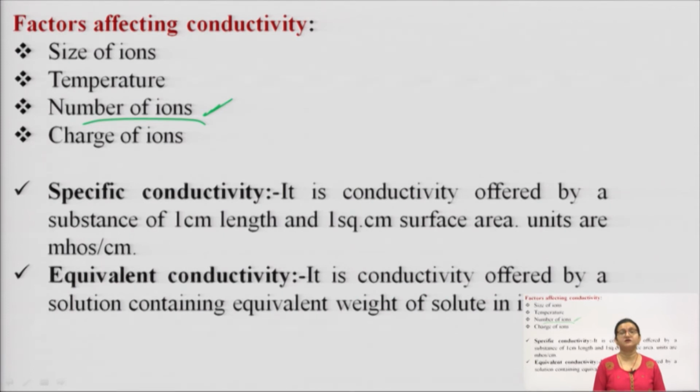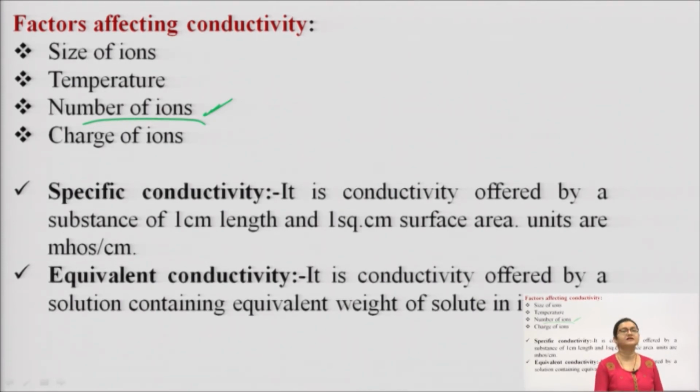If any ion contains 2 positive charges or 2 negative charges, then it will definitely conduct more electricity. It will increase the conductance and lead to generation of more current, as compared to those ions which contain fewer charges on a single ion or single atom. So that is why the charges of ions definitely matter.